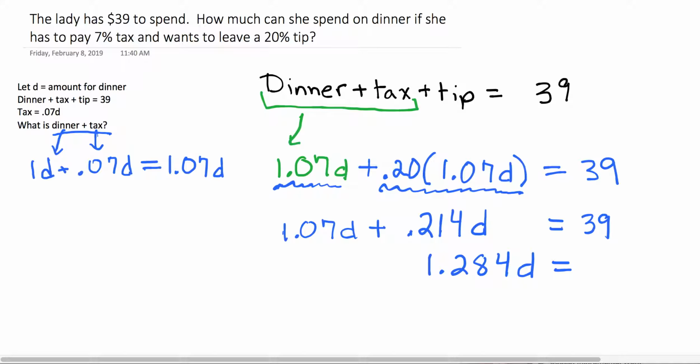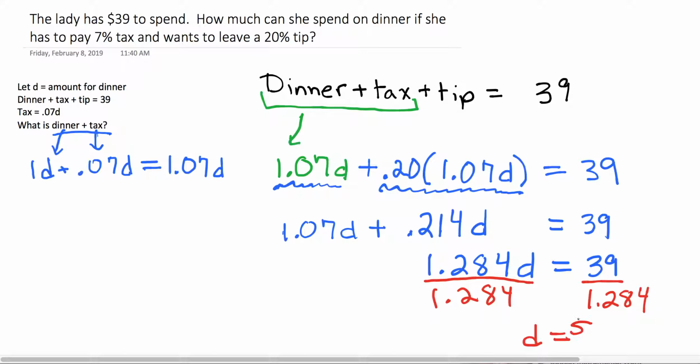1.284D equals 39. And then finally, I just have to do some simple algebra, and that simple algebra is division. I'm going to divide both sides by 1.284, and that'll give us the amount of money that she can spend on dinner. So I get 39 divided by that is $30.37.